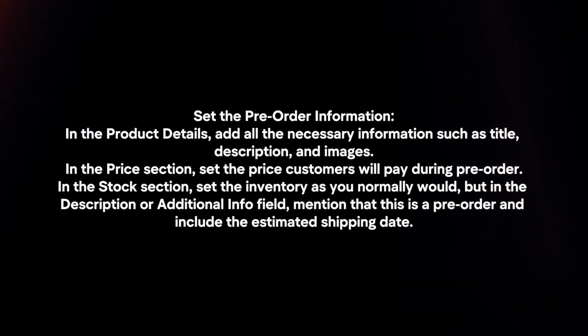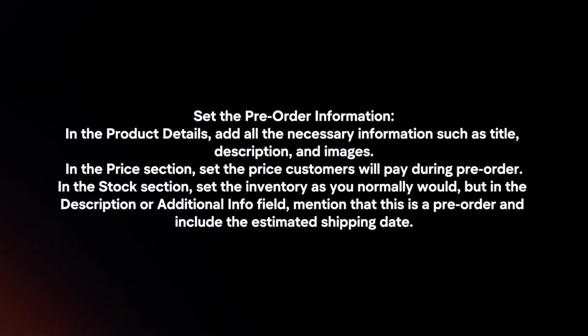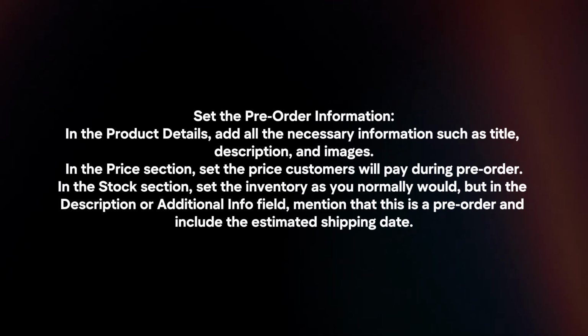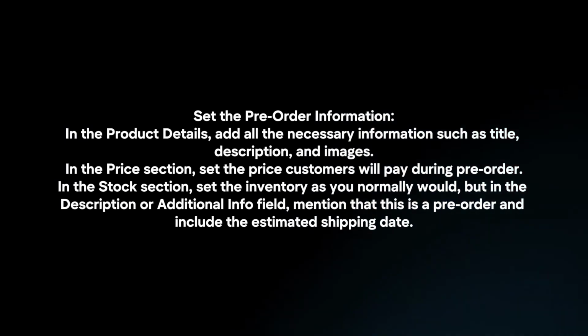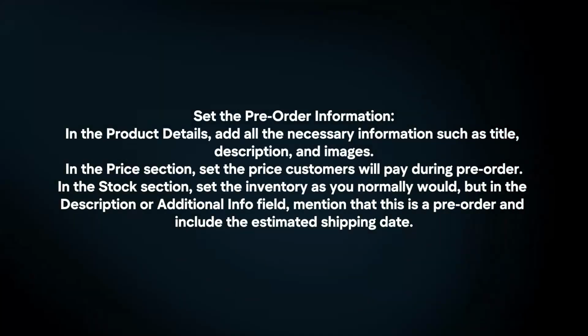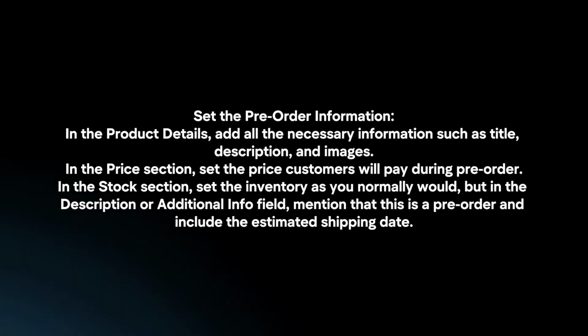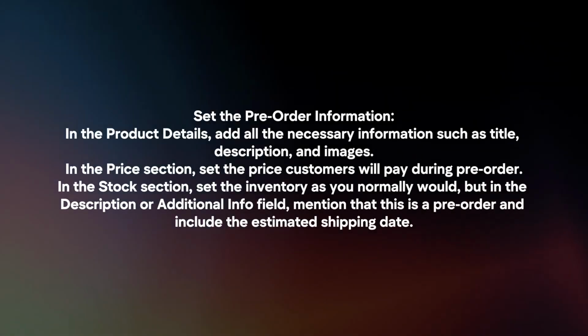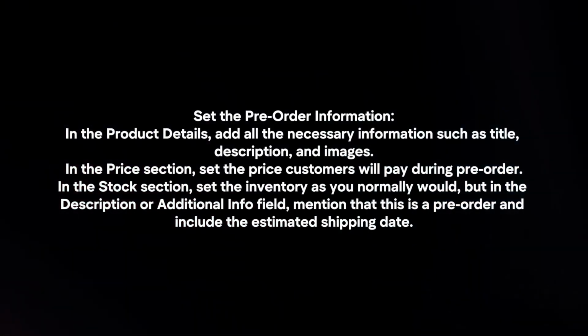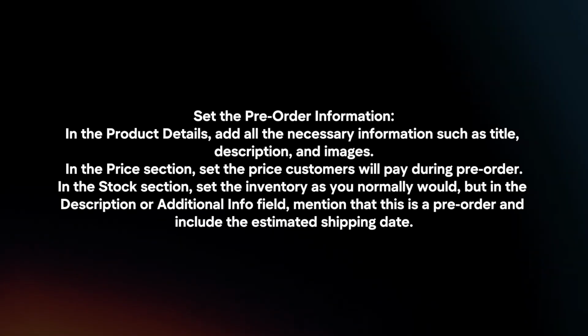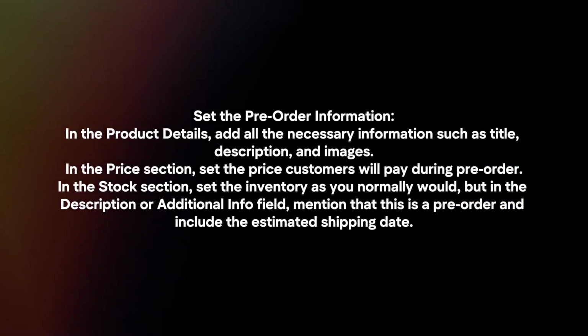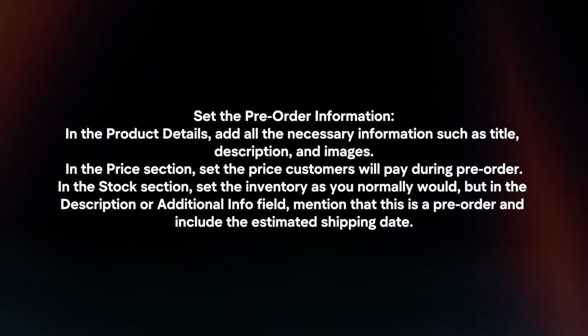Set the pre-order information. In the product details, add all the necessary information such as title, description, and images. In the price section, set the price customers will pay during pre-order. In the stock section, set the inventory as you normally would, but in the description or additional info field, mention that this is a pre-order and include the estimated shipping date.